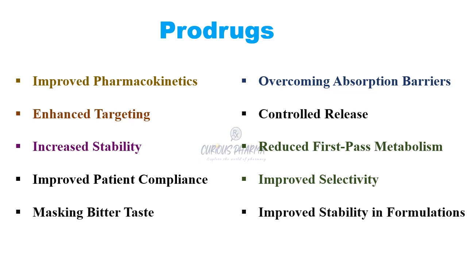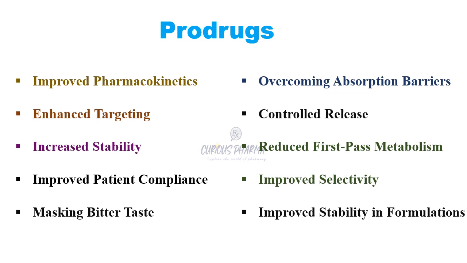Enhanced targeting. Prodrugs can be designed to target specific tissues or organs, increasing the drug concentration at the specific site of action and reducing off-target effects. The third thing is increased stability. Some drugs are unstable or prone to degradation in the body, limiting their effectiveness. So a prodrug can be designed to improve the stability of the drug, ensuring it reaches its intended target in an inactive form.